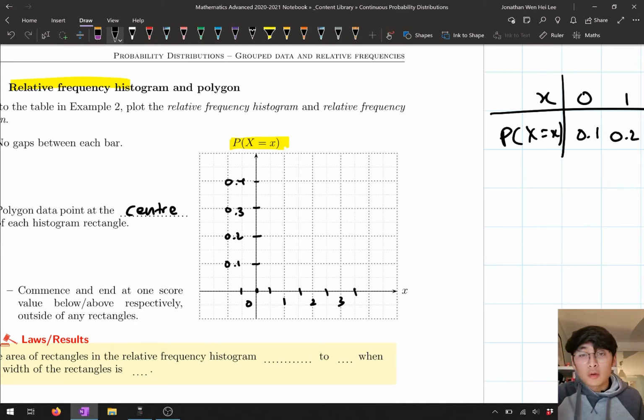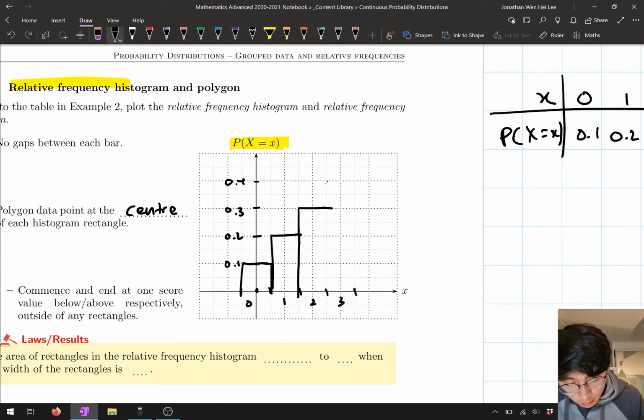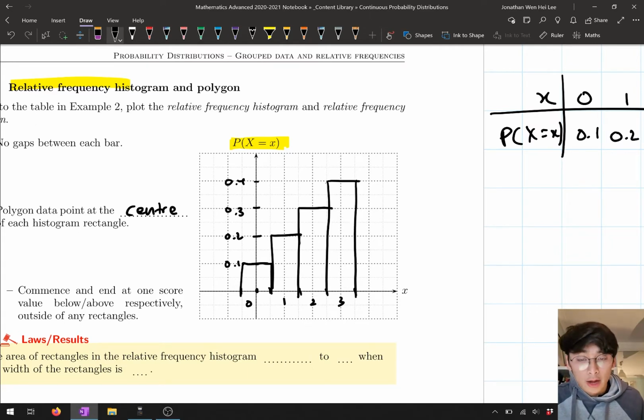Just like we would normally do with a frequency histogram, we're now going to do it as a relative frequency histogram. The only thing we've changed is that we've shifted everything across a bit, and now we're using the probabilities instead of just the frequency. The first one has a probability of 0.1, the next a relative frequency of 0.2, the next 0.3, and the last one 0.4. So that's what our histogram would look like.